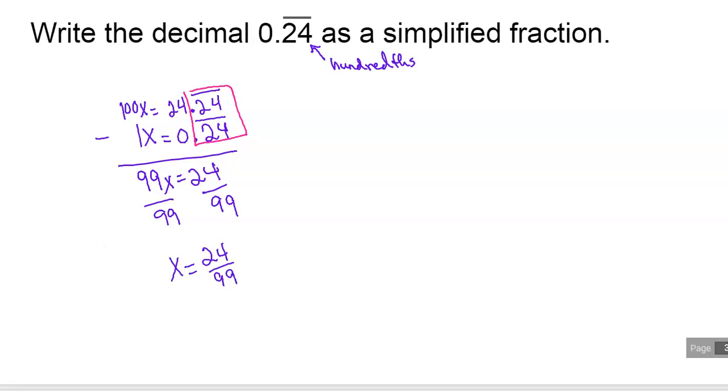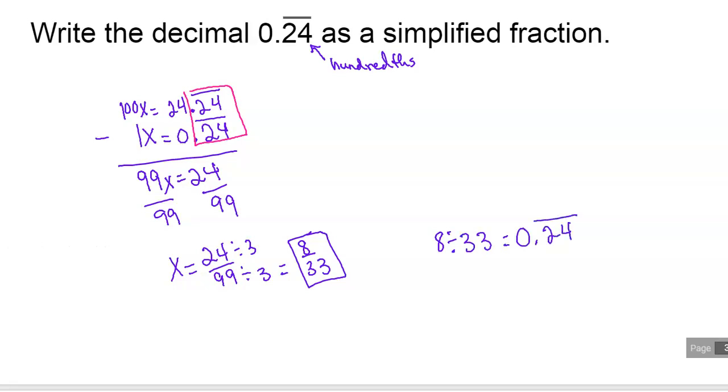Now the thing is, this actually can simplify. Both of these are divisible by 3. So I will simplify to get my final answer, which is 8 over 33. So do double check to make sure that you can simplify. And again, I could take my calculator and divide 8 divided by 33 to see that I do actually get 0.24 repeating. Or I can do it by hand.